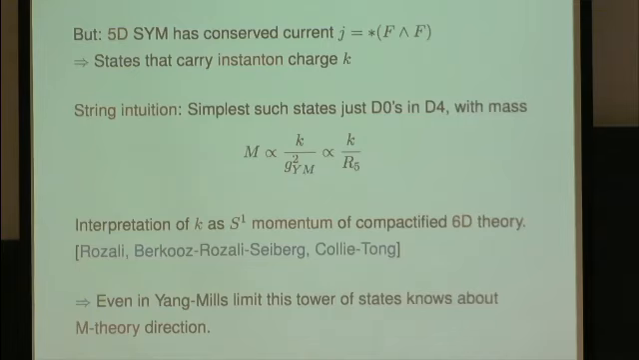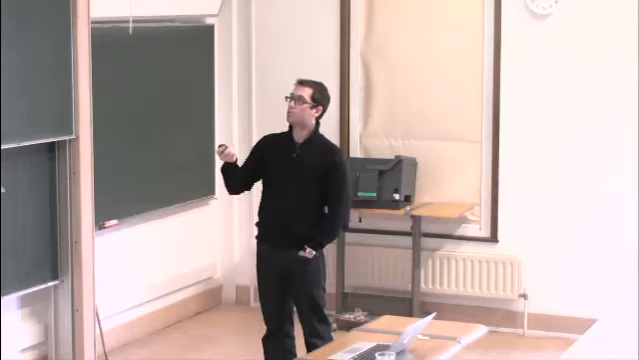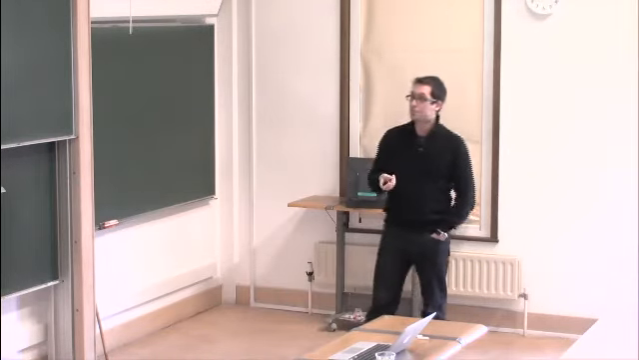You can see that just by looking at the BPS condition, you can determine their mass. It goes like K, where K is the instanton charge, over g_YM squared. However, as I argued in the previous slide, g_YM squared is related to the radius of the M-theory circle. So in fact, you can rewrite this as K over R5. And then you can reinterpret this as momentum along the M-theory direction, which is the direction in which we compactified the (2,0) theory. This is something that was observed already in the late 90s by Rozali, Berkooz, Rozali, and Seiberg, and has been brought to people's attention several times over the last few years by David Tong.